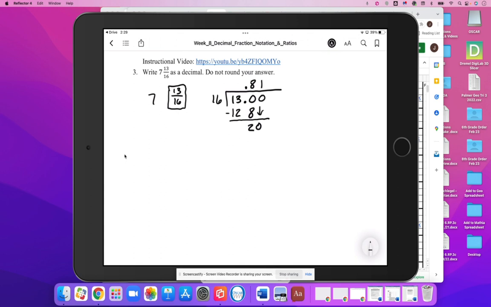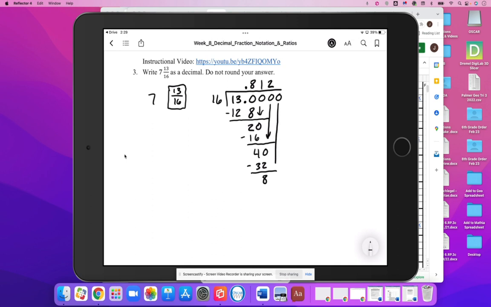16 goes into 20 one time. So we will subtract 16. We need to add a 0 and bring it down. That's going to be 4 with the 0 on the end, 40. 16 goes into 40 3 times. No, it goes into there twice only. That would have been too much. So minus 32 is going to give us an 8.